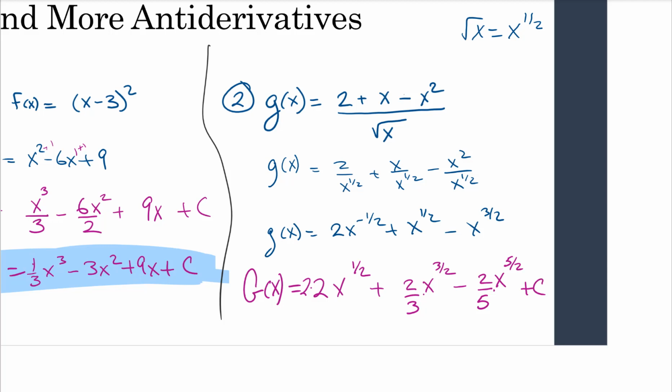And don't forget your plus c. So our cleaned up solution could be 4x to the 1/2 plus 2/3 x to the 3 halves minus 2/5 x to the 5 halves plus c. And there's your big old G of x.